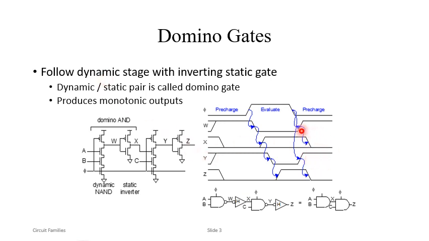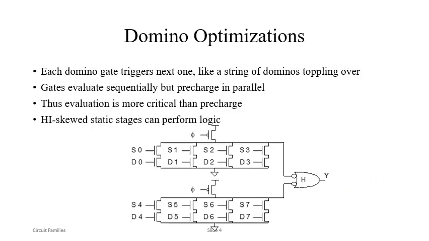That problem is overcome by using domino logic. The monotonicity problem can be solved by placing a static CMOS gate between the dynamic gates. So we are using the domino gates here. These symbols are for the dynamic NAND, the high-skew inverter, and the domino AND shown here. These are the domino gates.